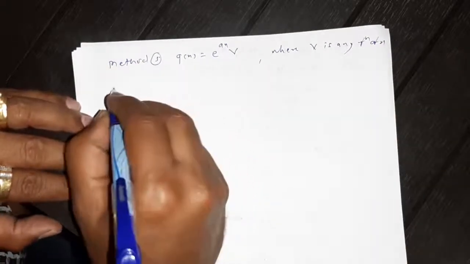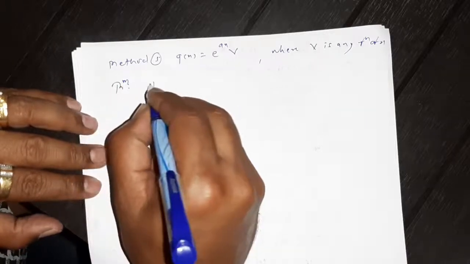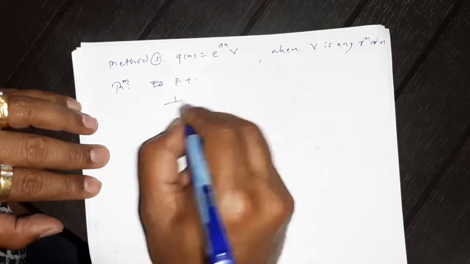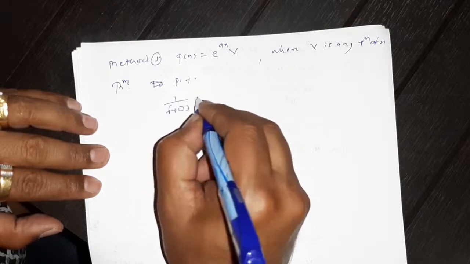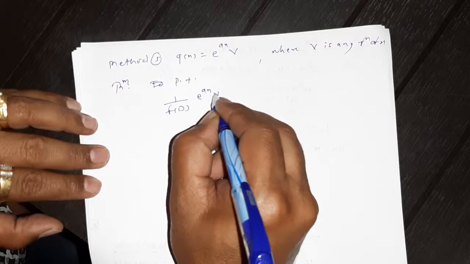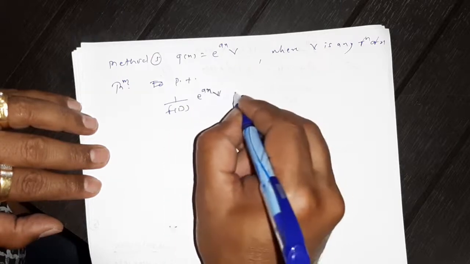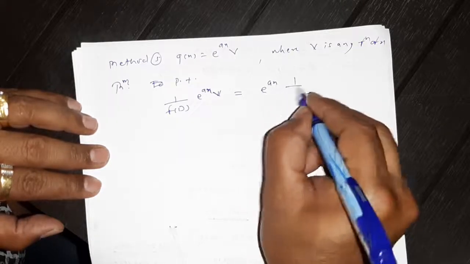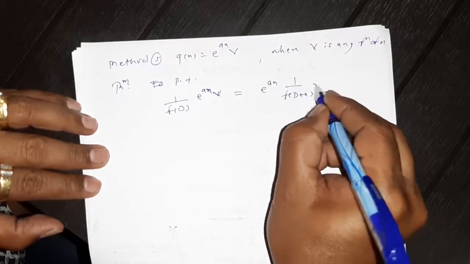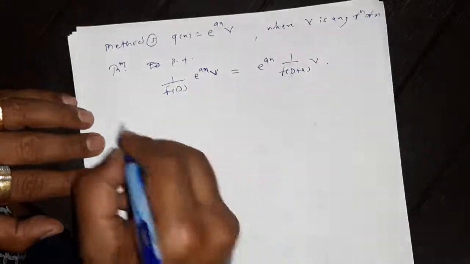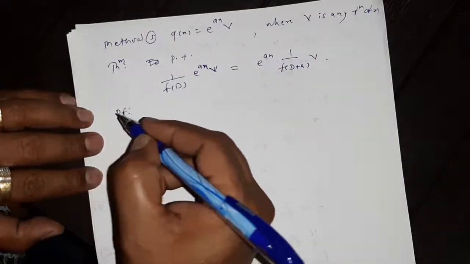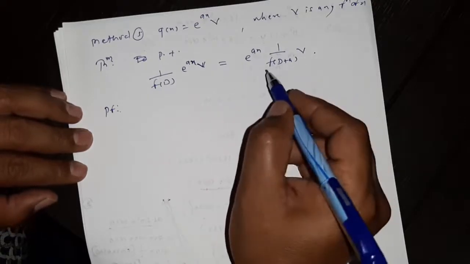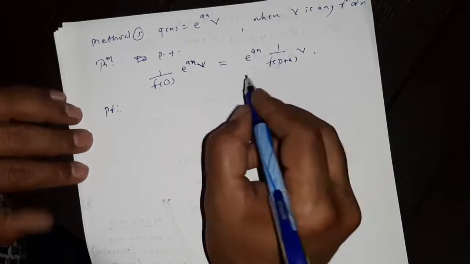Okay. So prove that, one theorem: prove that 1 by f of D e raised to ax V is equal to e raised to ax 1 by f of D plus a, V. So, proof of this rule: 1 by f of D e raised to ax V is equal to e raised to ax 1 by f of D plus a, V.